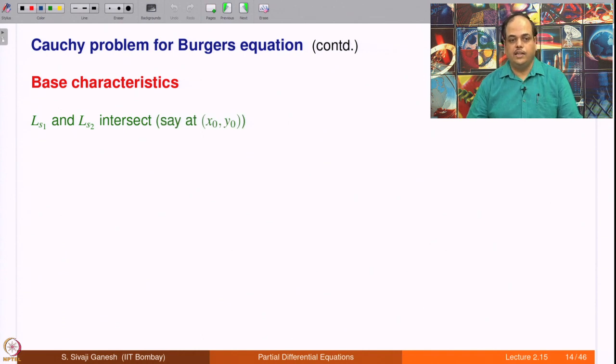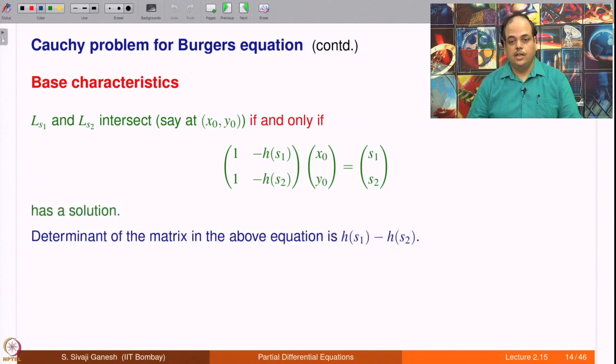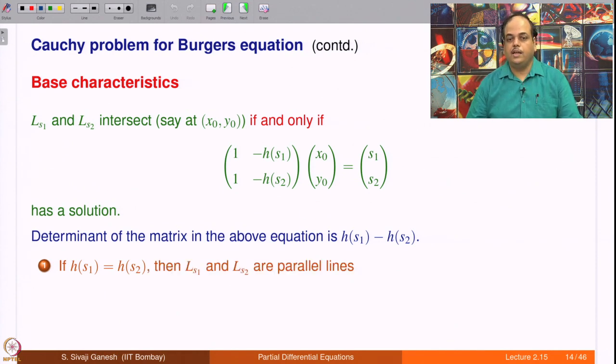Now, where do they intersect? L(S1) and L(S2), we have two equations, straight line equations. When you write down, if they intersect at a point (x0, y0), that should lie on both L(S1) and L(S2). This is the equation for L(S1). First line, second one is the equation for the L(S2) and it should be satisfied. That means, this system should have a solution for x0, y0. It is a non-homogeneous system. So, if the determinant is non-zero, definitely you have a solution for x0, y0 and determinant is h(S1) minus h(S2). So, if h(S1) equal to h(S2), then they are parallel lines, they do not intersect. Therefore, no problem.